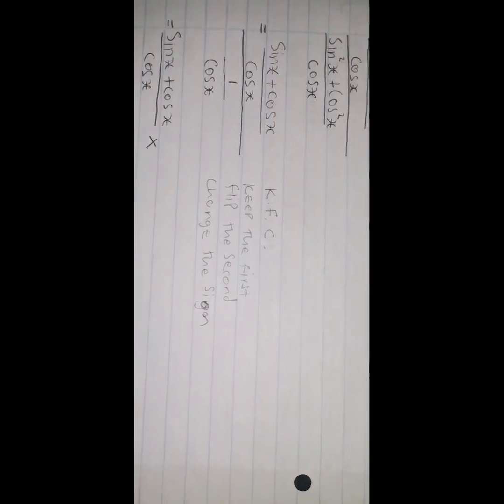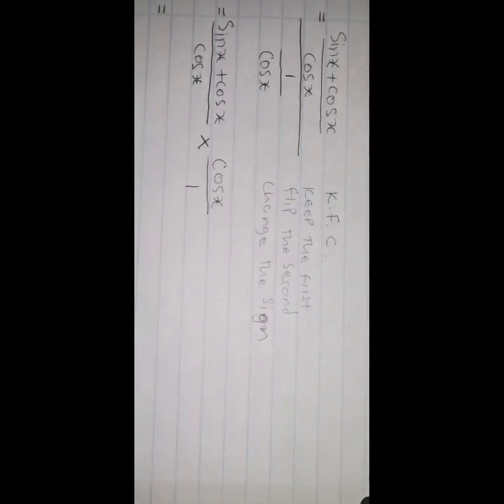Then we flip the second, meaning we must flip our denominator, so cos x should be our numerator, then 1 should be our denominator. But before that, you need to change the sign. This is division, while the opposite of division is multiplication. Then flip the second fraction. Cos x is going to be our numerator, then our 1 is going to be our denominator. So cos x divided by 1.